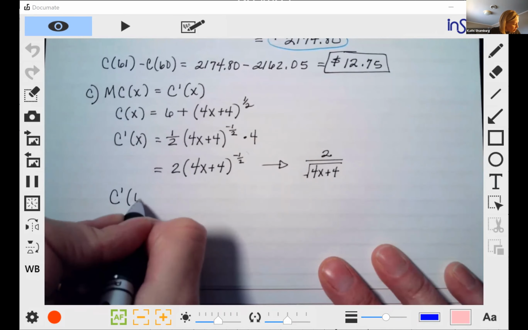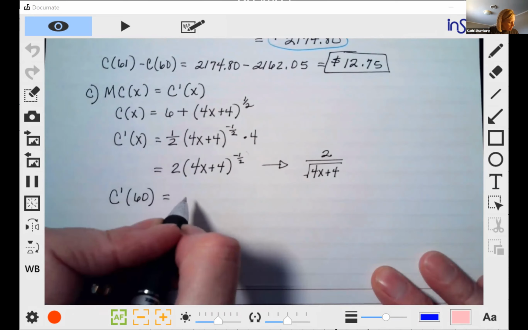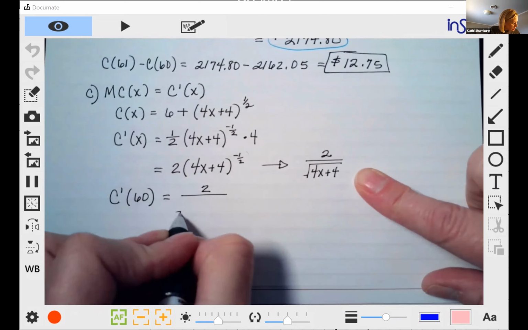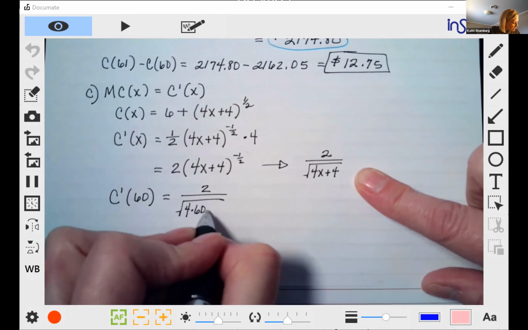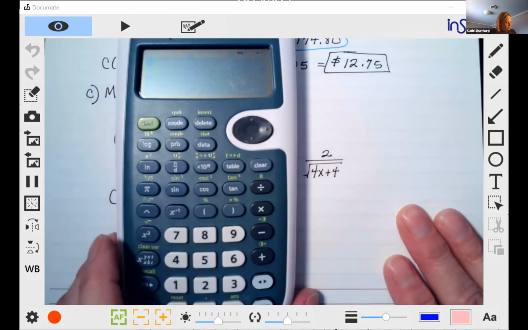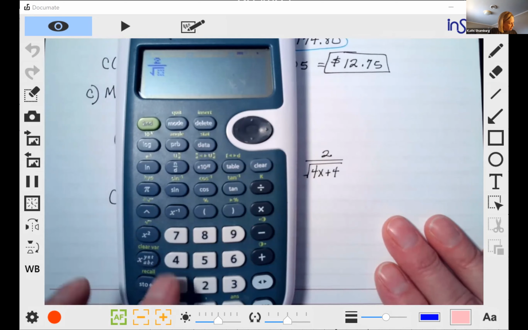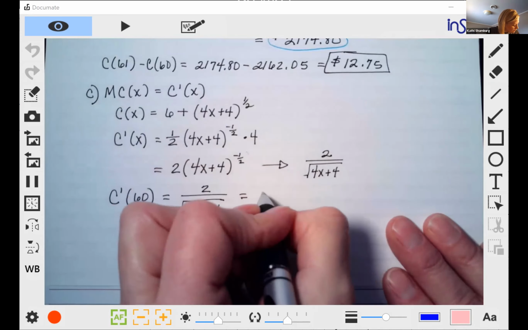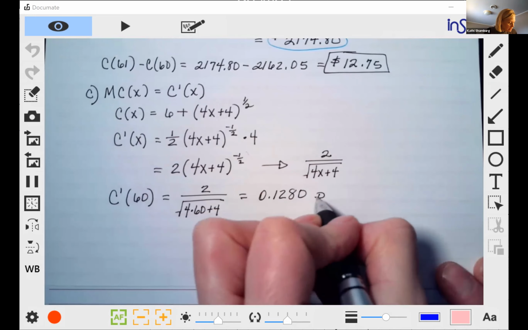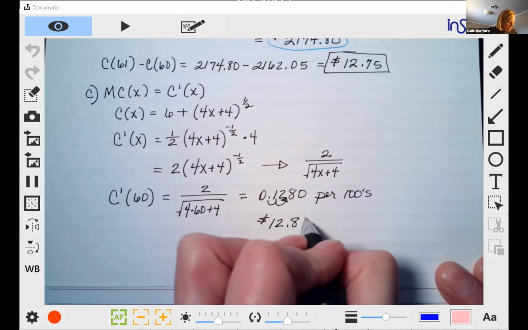So I'm going to put in 60, because then what we calculated would tell us approximately what the cost of the 61st item is. So I'm going to put it into this one. We would have 2 over the square root of 4 times 60 plus 4. Calculator: fraction 2 over the square root of 4 times 60 plus 4, equals, and we get 0.1280. But again, that's per hundreds. So we're going to move that 2 places, which would be $12.80.